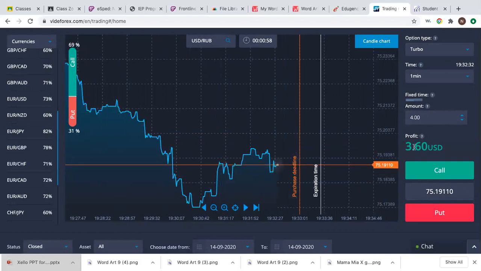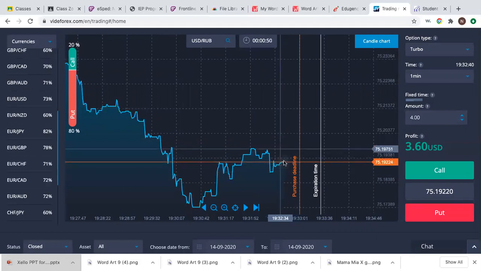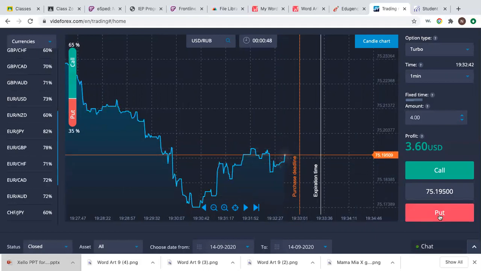Typically, I can go in at 78 or 79, but I want to get as close to 80% as possible because it's showing me that 80% is making this move in that direction. So I'm going to take an 80% put because we just had 80% here on put. And just in case I lose that trade, I'm going to go ahead and be prepared to double up.